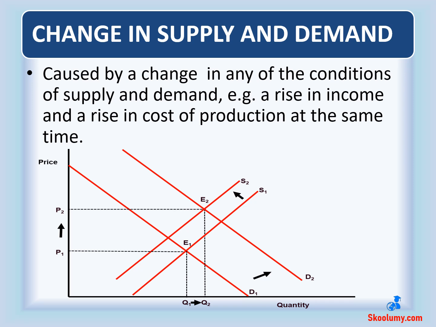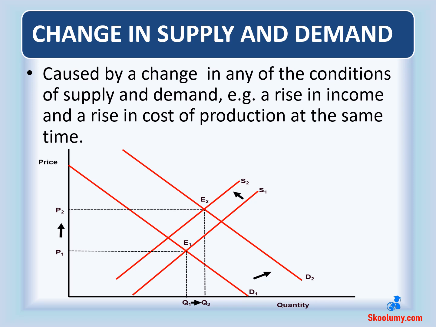Change in supply and demand. The equilibrium will change when there is a simultaneous change in demand and supply. In this case, there will be two factors occurring at the same time. One will affect demand while the other will affect the supply. For example, a rise in income at a time when the cost of production is also rising.